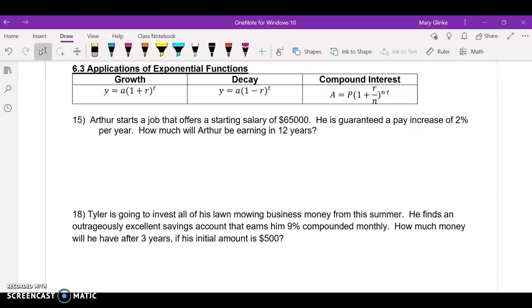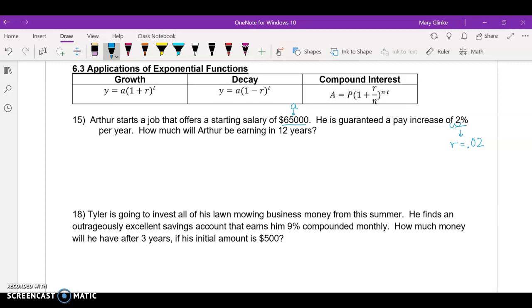So the other thing we're going to review here is the applications of exponential functions. So your growth, your decay, and your compound interest. So let's take a look at 15. Arthur is starting a job. He offers a starting salary of $65,000. So that is going to be our initial amount, which in our formula is our A value. The guaranteed pay increase is 2%. That's going to be our rate. But we're going to move our decimal over 2 spots, so it's 0.02.